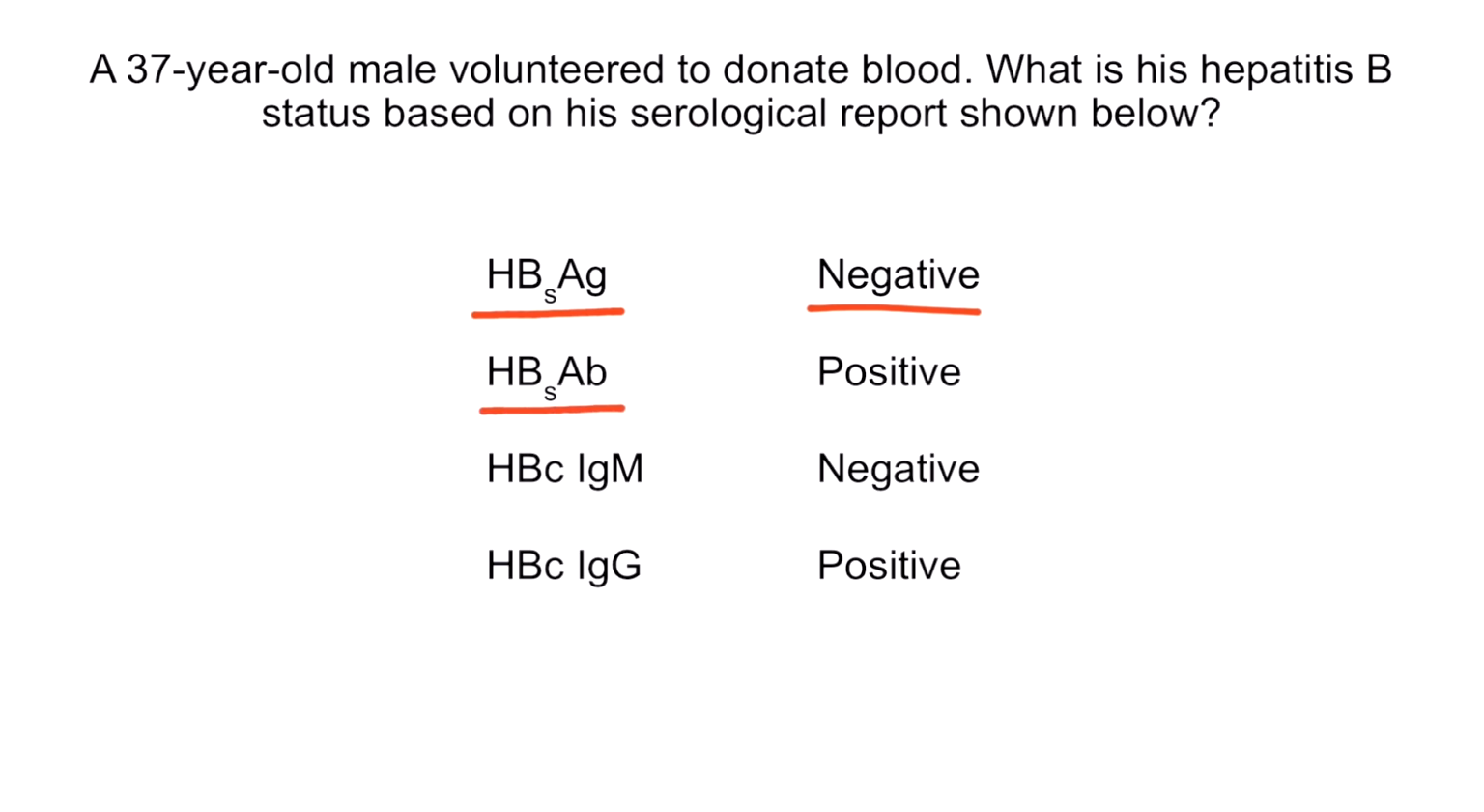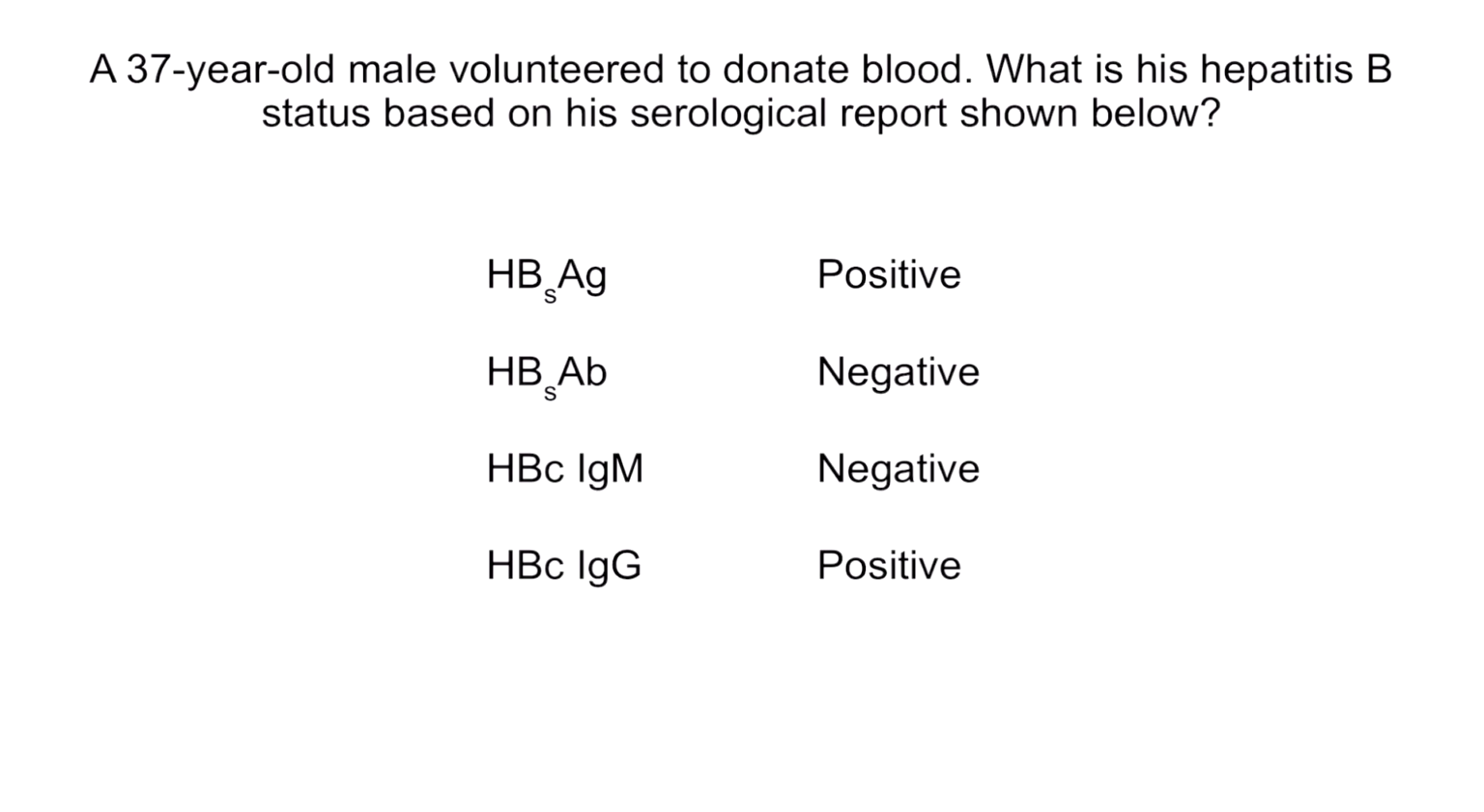The hepatitis B surface antibody is positive, indicating immunity. This means this person does not have a hepatitis B infection, so he is eligible for donating blood. Whether he's immune because of past exposure to infection or vaccination can be made clear by looking at the HB core IgG result. This is only positive in patients exposed to hepatitis B virus, and hence this patient's immunity comes from a past exposure to hepatitis B virus. So the answer is resolved infection.